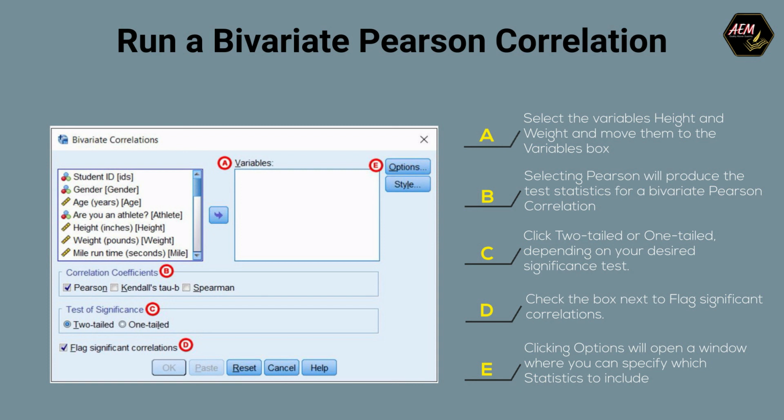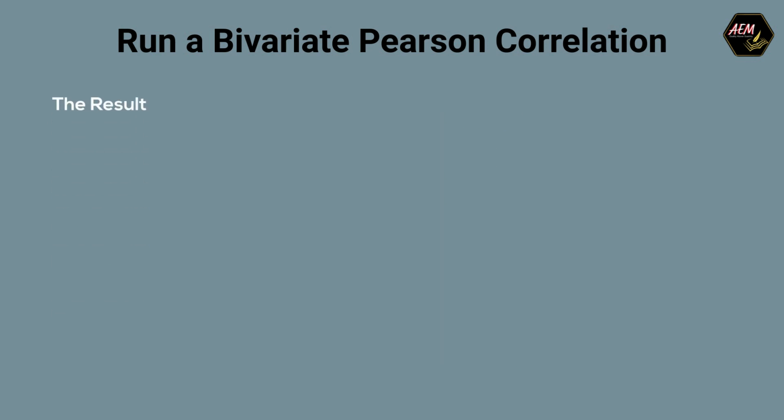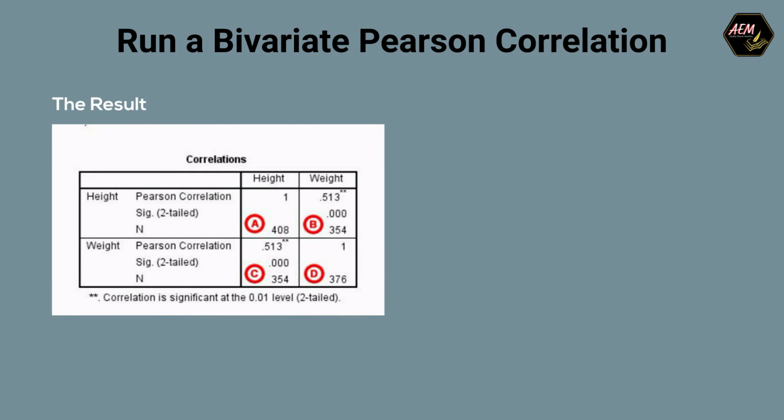Output for the analysis will display in the output viewer. The results will display the correlations in a table, labeled Correlations. As we can see, in box A, correlation of height with itself, r equals 1, and the number of non-missing observations for height, N equals 408.